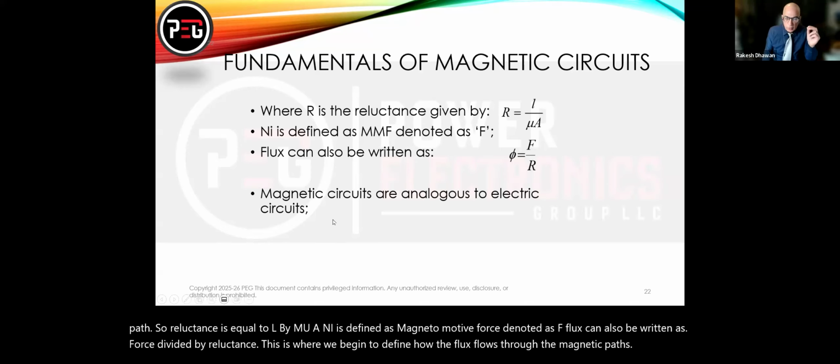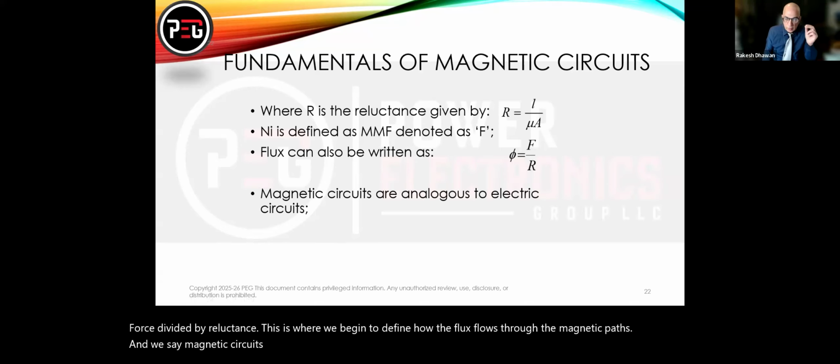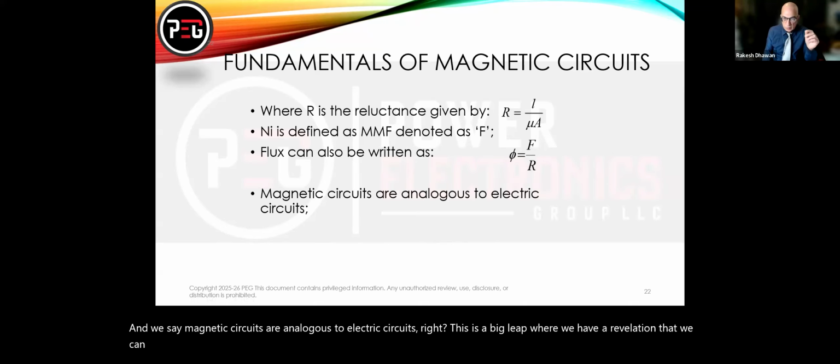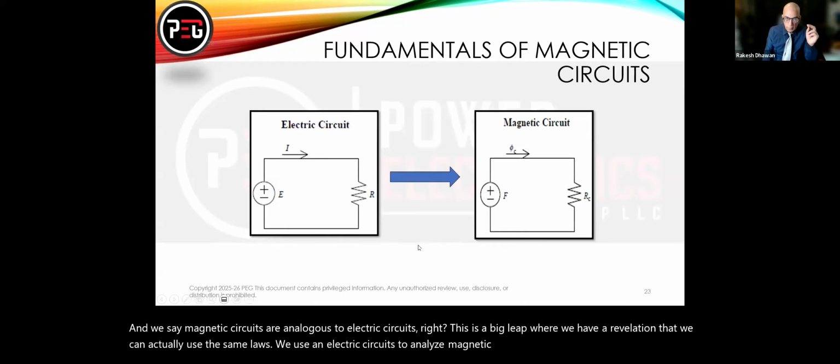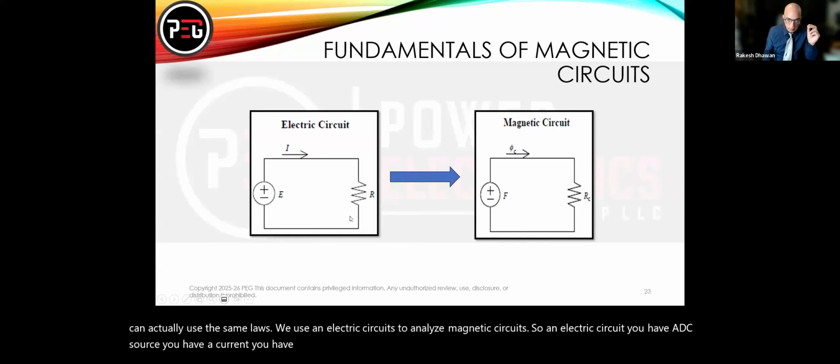And we say magnetic circuits are analogous to electric circuits, right? This is a big leap, where we have a revelation that we can actually use the same laws we use in electric circuits to analyze magnetic circuits. In an electric circuit, you have a DC source, you have a current, you have a resistance. In a magnetic circuit, you have magnetomotive force, you have the flux, and you have the reluctance, right?